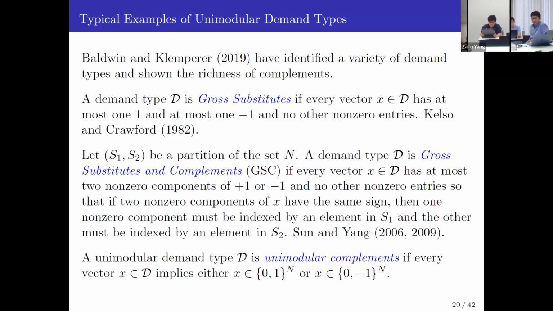No. Take any unimodular demand type. And if you change the basis of commodity space, so you have a new definition of commodities. Yes. And this modified transformed model is either gross substitutes or unimodular complements. But his characterization, do you remember it? I don't remember, but okay.